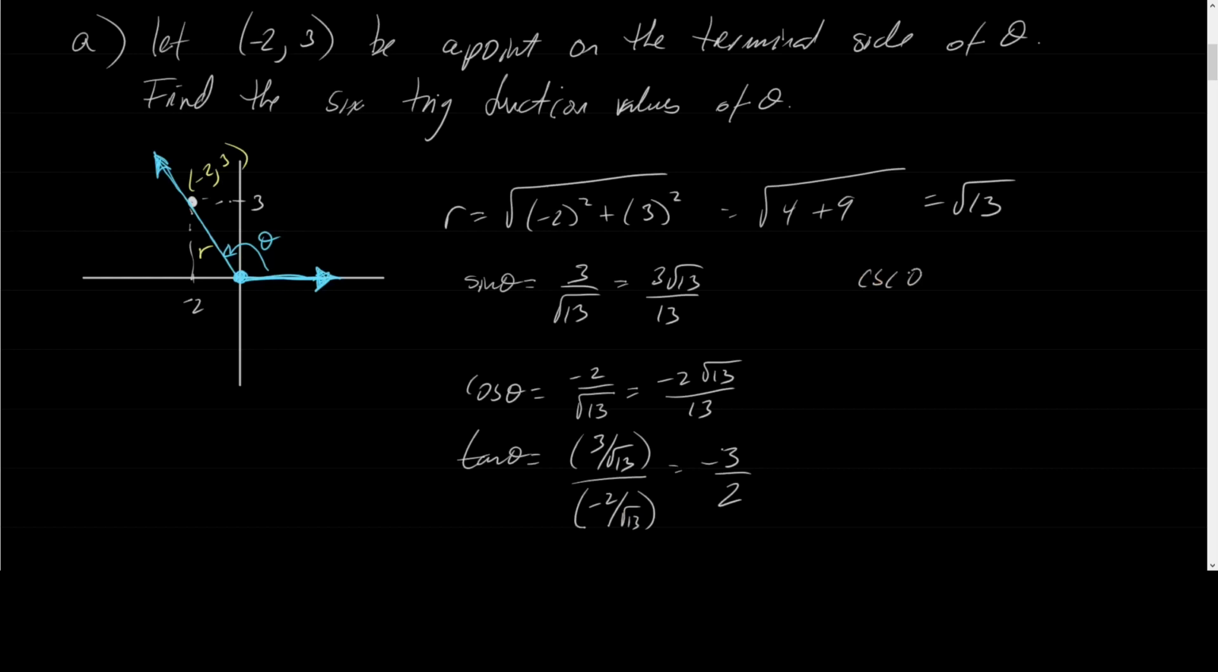Now let's look at cosecant. Cosecant was the reciprocal of sine, or you could think of it as r over y.